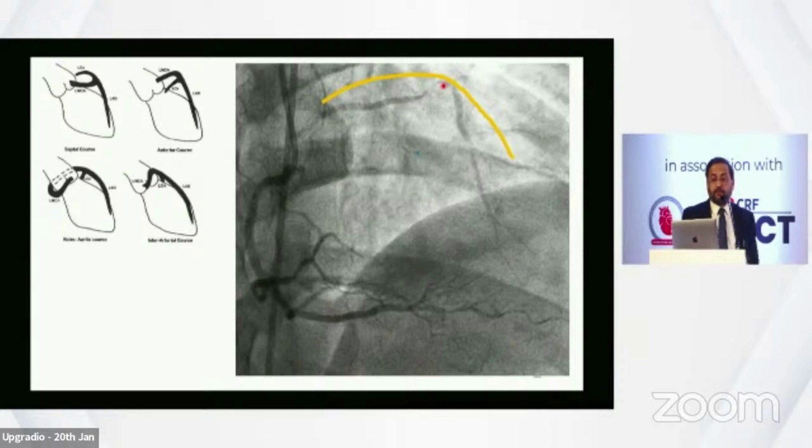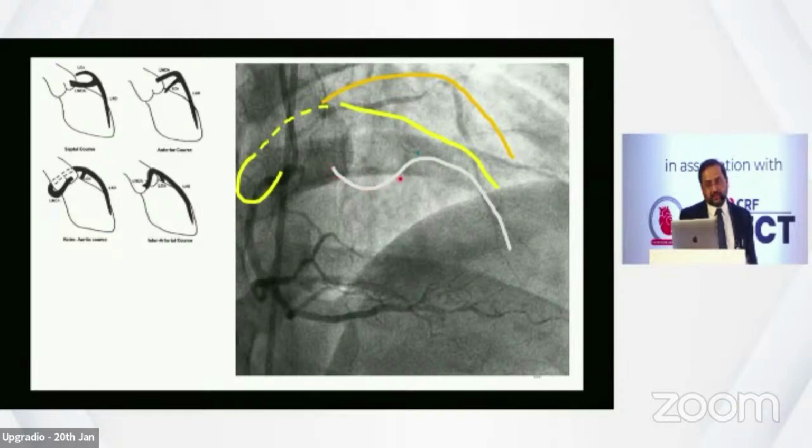The other courses can be, if it makes sort of a sharp U in the left inferior quadrant, then it's the retroaortic course. If it makes a small U shaped upwards in the right lower quadrant and makes a sigmoid curve and comes back like this, it is the intramyocardial, the septal version.